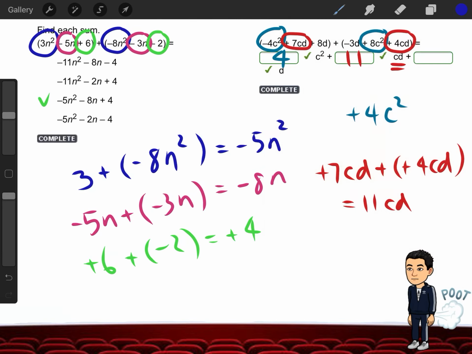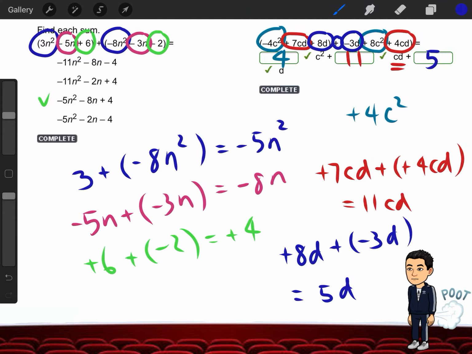The last one, positive 2D plus negative 3D. That's going to give you positive 5D. So here, the last one, you put 5 in there.